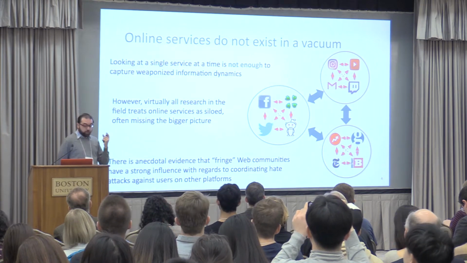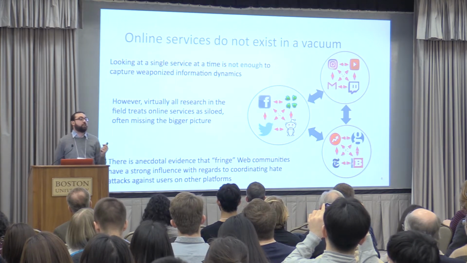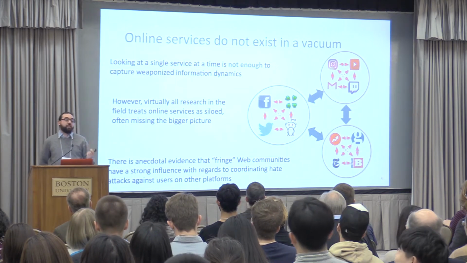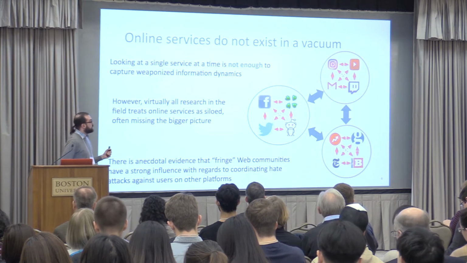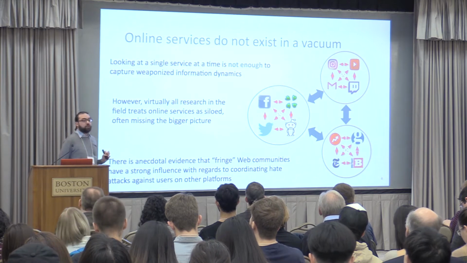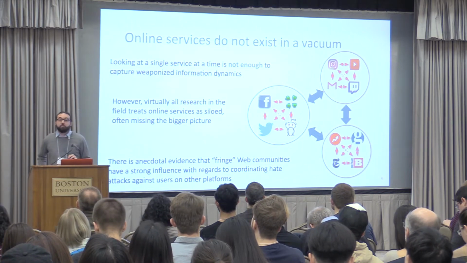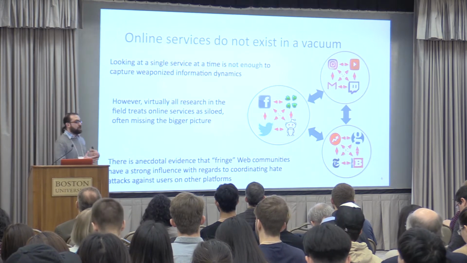A lot of research, or actually most of the research in this field, has only focused on a single service at a time and on a single type of information at a time, okay? So if you look at most research on this information, it focuses on Twitter, a little bit on Reddit, but it basically looks at them separately. But actual information is fluid.